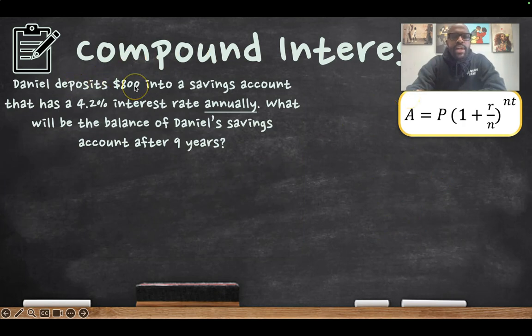Daniel deposits $800 into a savings account that has a 4.2% interest rate annually. What will be the balance of Daniel's savings account after 9 years? So let's go ahead and break down each aspect here. P, the principal, is 800. The rate is 4.2%. You need to convert that to a decimal. So you can either say move the decimal to the left twice, or you can say divide by 100.